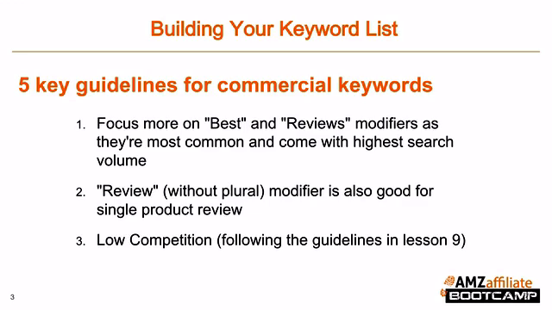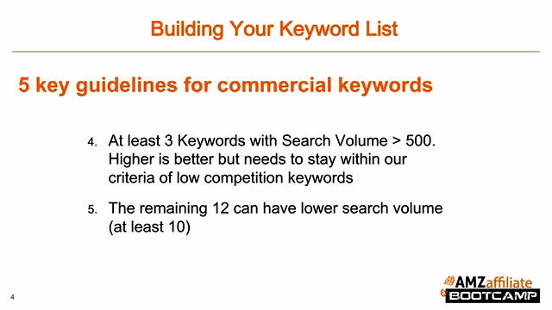Again, it should be low competition, following the guidelines and the process that we set out for you in previous lessons. Guideline number 4 is that we should have at least 3 keywords with search volume greater than 500. Higher is better, but we need to stay within our criteria of low competition keywords. It's important that we're able to rank for the keywords that we're going for after all. And guideline number 5 is that the remaining 12 can have lower search volume, at least 10.